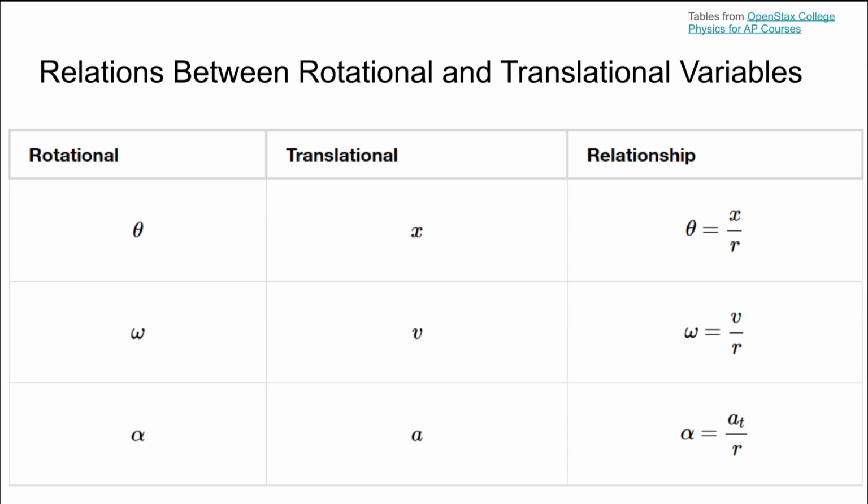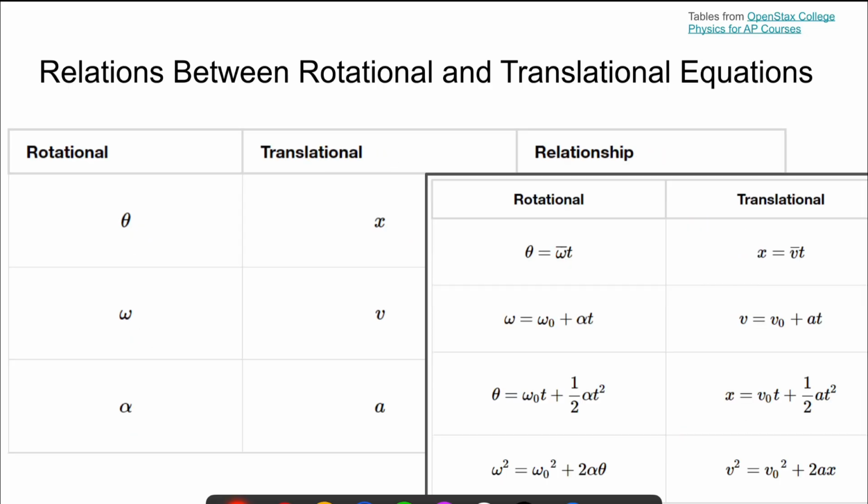All right, so let's take one last look back at the variables we've covered so far in rotational motion. We've got our rotation angle, which serves as an analogy for our position from translational motion. We've got rotational or angular velocity, which obviously is analogous to translational velocity. And then we now have angular acceleration, which is analogous to our linear acceleration. And all of those can be related to one another by taking the translational variable, dividing it by r, and you get your rotational equivalent.